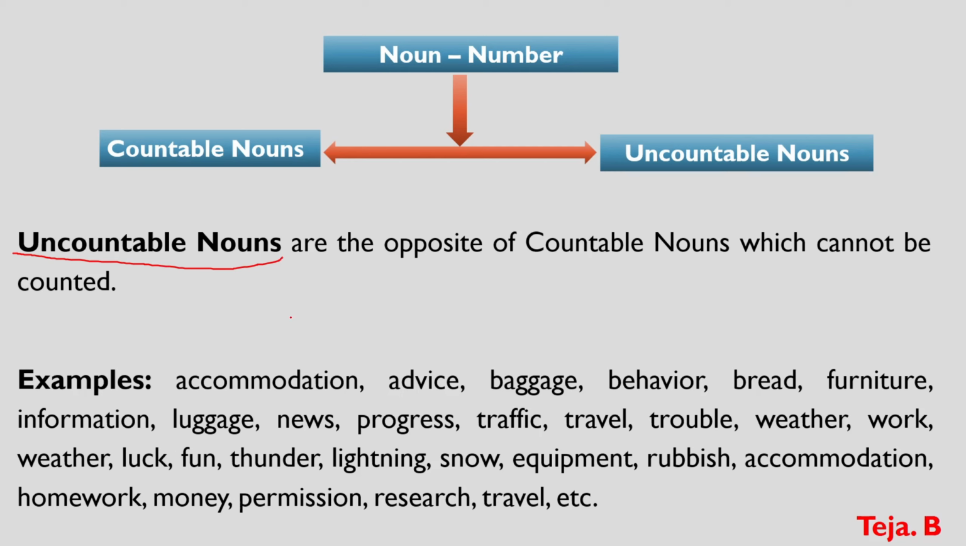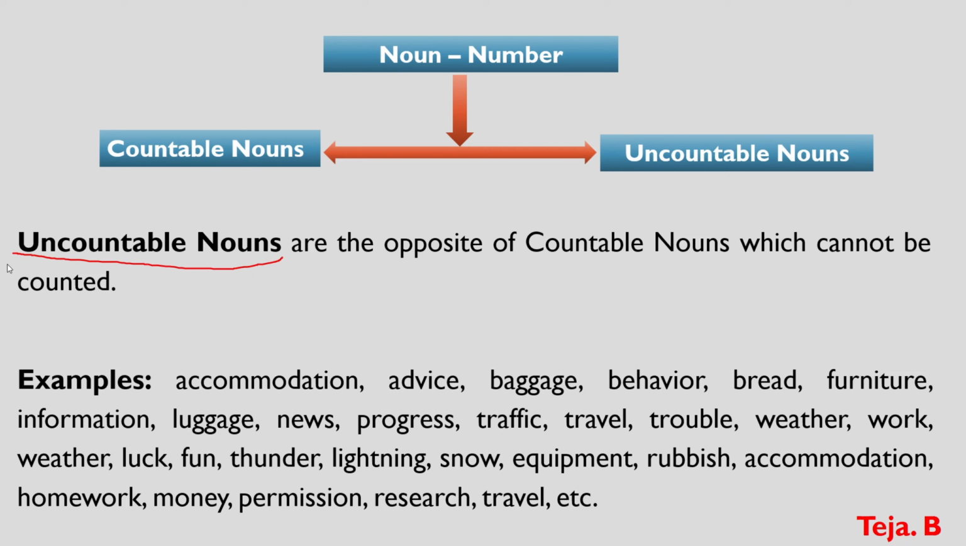Countable nouns are the nouns we can count. The nouns which we cannot count are uncountable nouns. Uncountable nouns are the opposite of countable nouns. For example: accommodation, advice, baggage, behavior, bread, furniture, information, luggage, rice, water, travel, trouble, feather, thunder, lightning, equipment, rubbish, etc. These are uncountable nouns, which we cannot count.